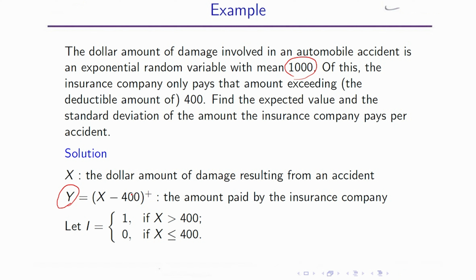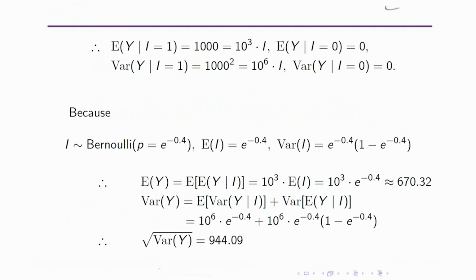Now, we use the indicator function I. If X is more than 400, I is equal to 1. If X is less than or equal to 400, I is equal to 0. Now we can calculate the expectation of Y given I is equal to 1. Remember, if I is equal to 1, that means X is more than 400.